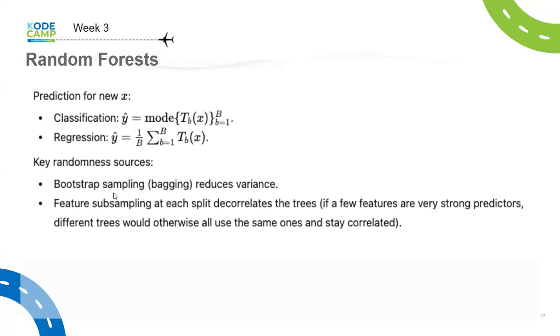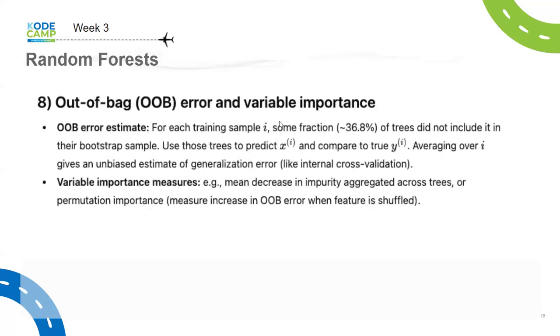So that's how you train a random forest. And then there's a whole other thing. There's what we call out of bag error. For each training sample, a fraction of the trees did not include it in their bootstrap sample. So use those trees to predict X and compare to true Y, averaging over I. Because when you're training with a training sample, you always hold back a certain amount of data. So that's what they're talking about here. And then you use that just like you have training data separated from test data.